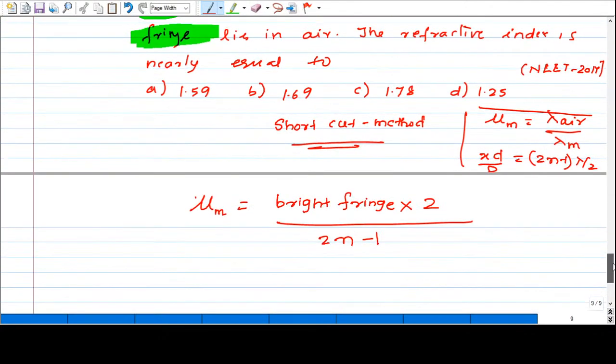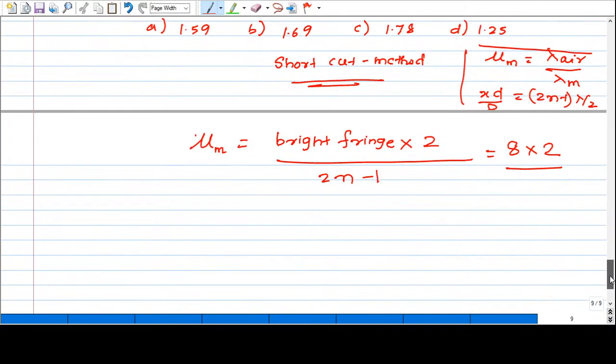What is the bright fringe value? It is 8 into 2. N represents the dark fringe. The number of dark fringe is 5. So 8 into 2 is 16. Then what will be the next value? 2 into 5 is 10, divided by 2.